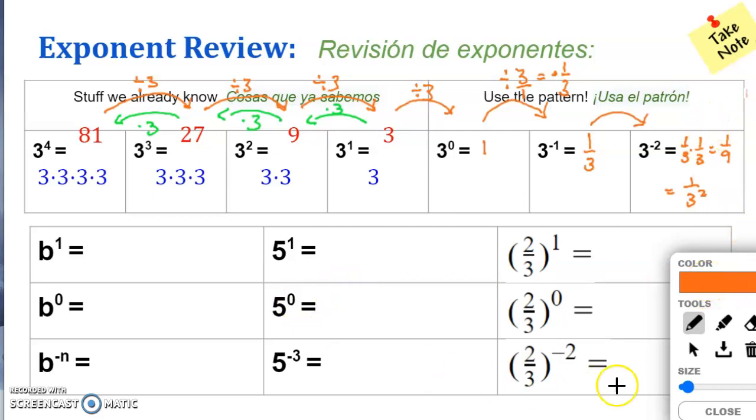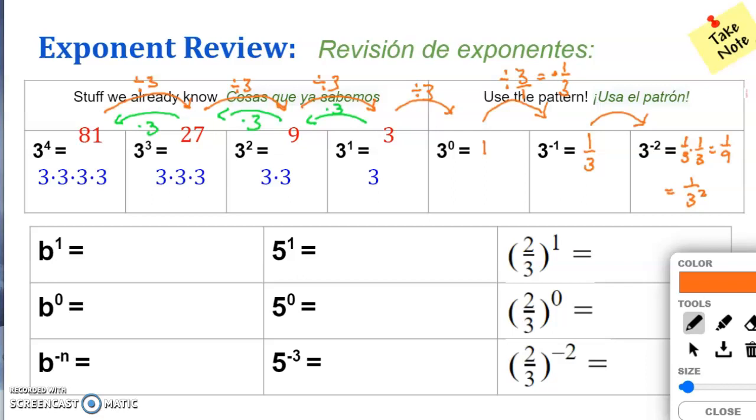Now at this point, I would like you to try to fill in this table. Knowing what we know, hopefully this was a quick review. Can you fill in the rest? Please pause the video and do that right now. Okay, let's do that together.